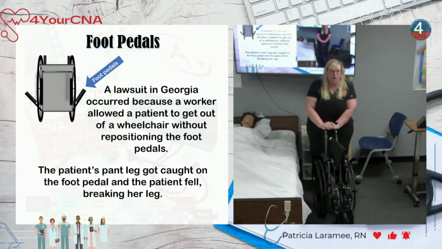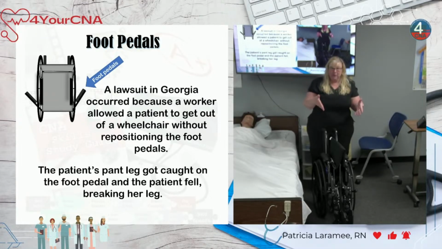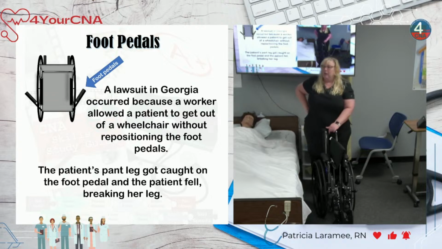She did not lock the wheelchair. And when she tried to get the patient up out of the wheelchair, it rolled. The patient got all tangled up in those foot pedals and leg rests and ended up falling. And she broke her leg. Did she get to go home? No. Nope. Now, the receptionist got in trouble.